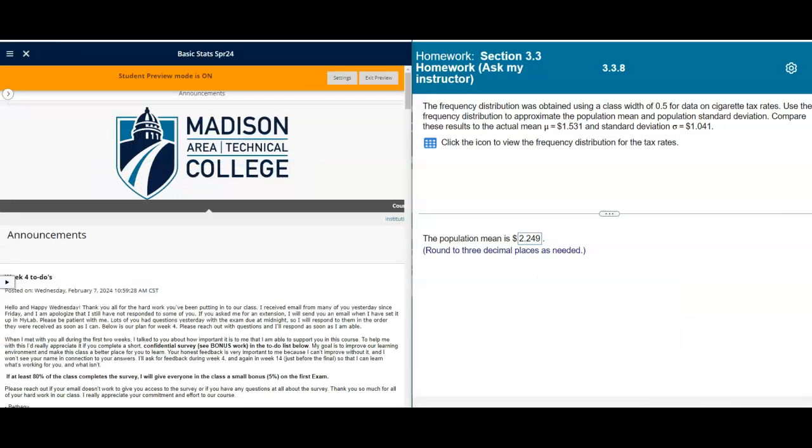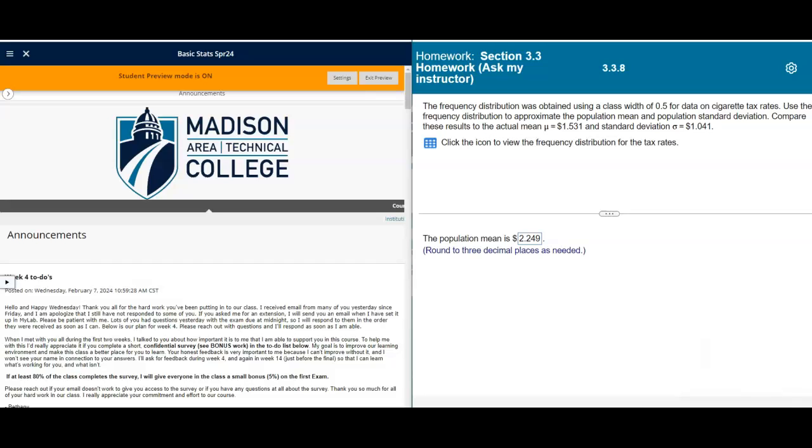Okay, so here is the question that I'm going to cover today, and it is from section 3.3 in your book. It asks you to use the frequency distribution that was obtained using a class width of 0.5 for data on cigarette tax rates, and use the frequency distribution to approximate the population mean and the population standard deviation, and then compare the results to the actual population mean and actual population standard deviation.